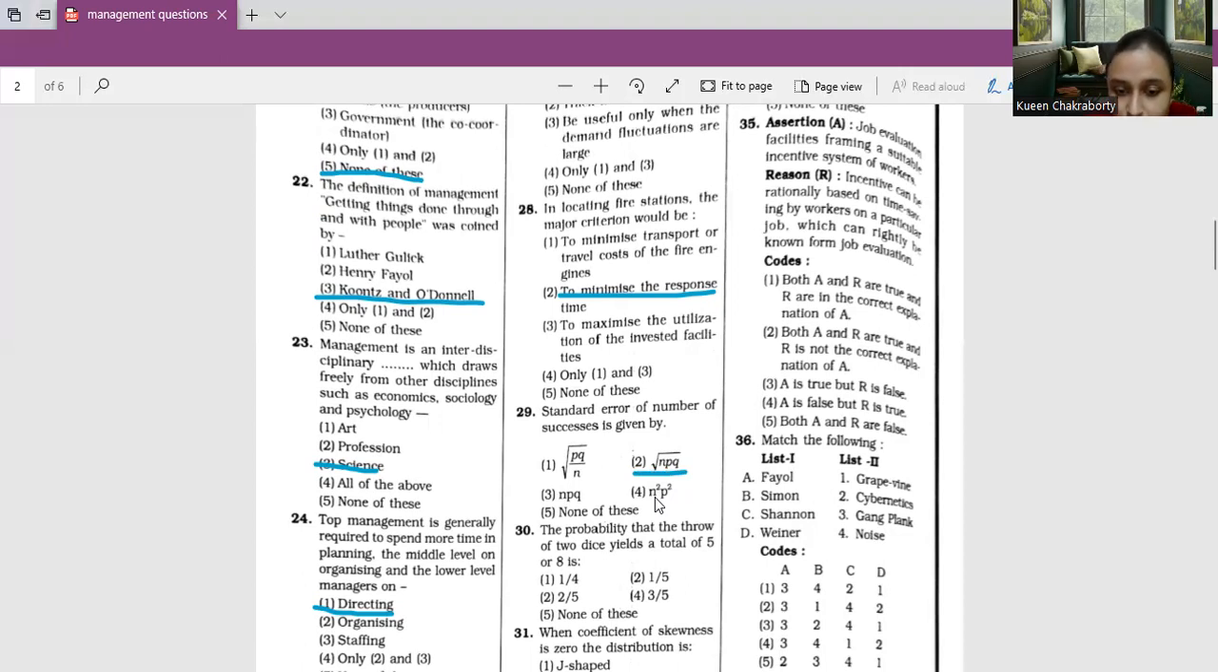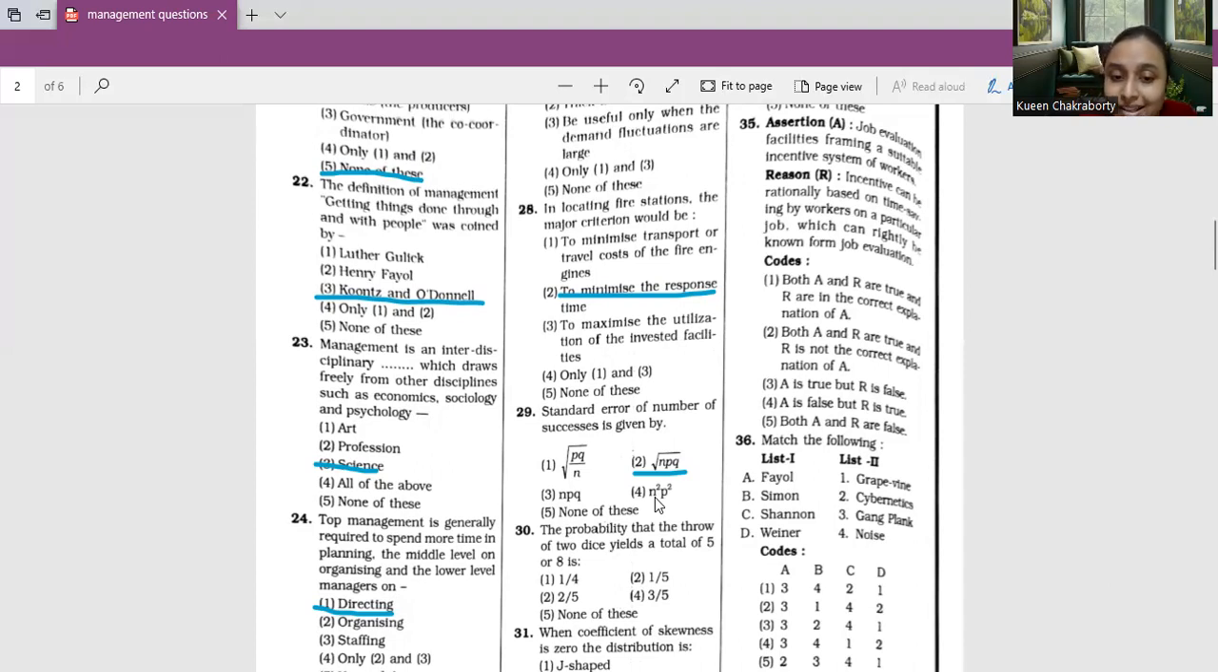Next, moving on to question number 30. The probability that the throw of 2 dice yields a total of 5 or 8 is: 1, 1 by 4; 2, 1 by 5; 3, 2 by 5; 4, 3 by 5; or 5, none of this. Now coming to this in detail, please be very attentive in hearing this answer.